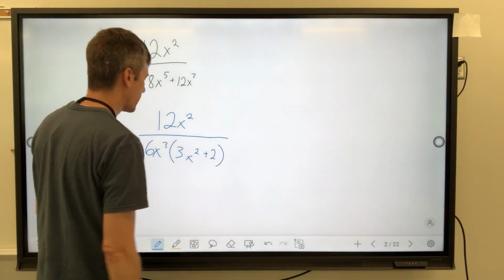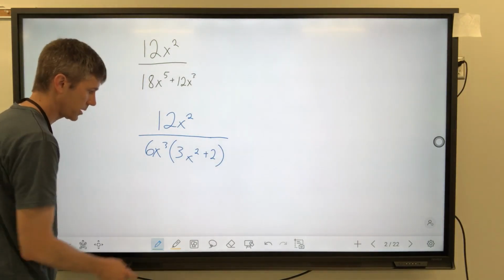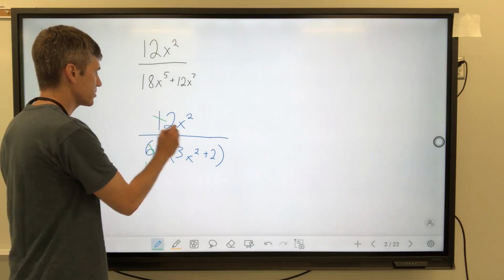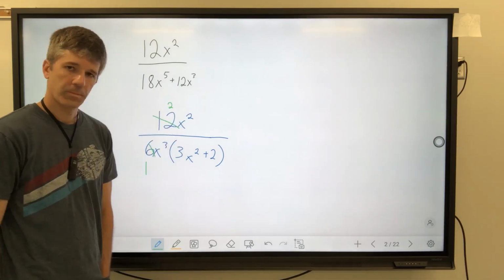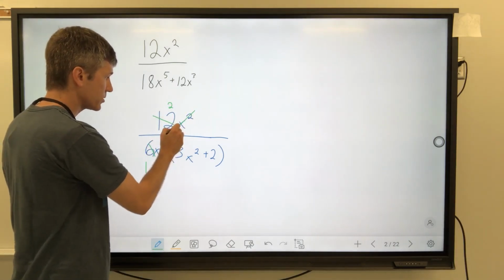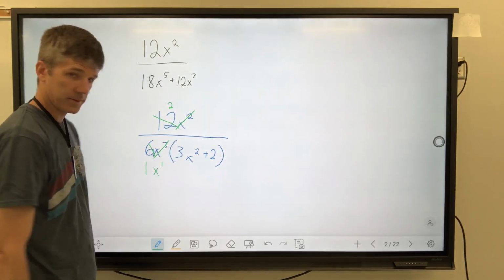Okay, so can I reduce anything? Yes, I can. And I'm going to. You're going to like it. 6 goes into itself 1 time. 6 goes into 12 2 times. All right, I can also reduce the x squared with this x cubed. 2 subtracted from 3 gives me 1.